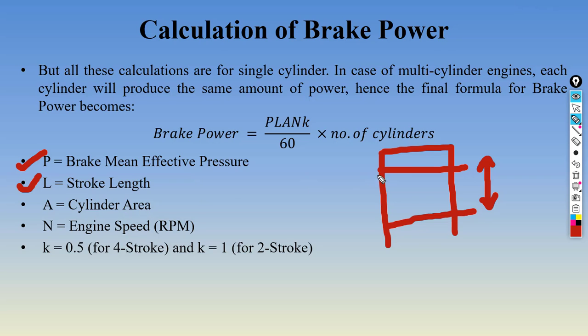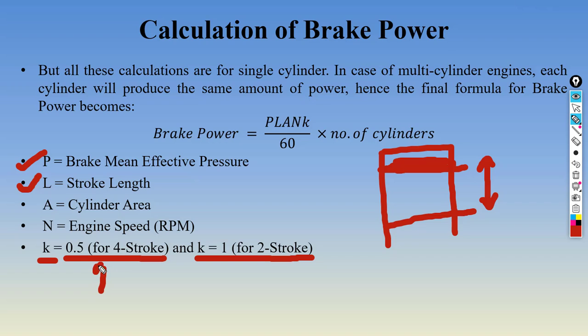A is what? Cylinder area. So the area of this cylinder, that is A. What is N? Engine speed in RPM. And what is K? K is a constant. For a 4-stroke engine it is 0.5. For a 2-stroke engine K is 1.